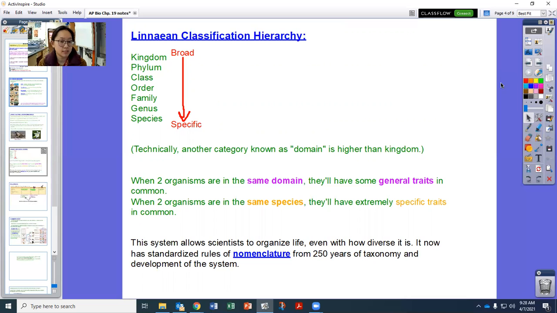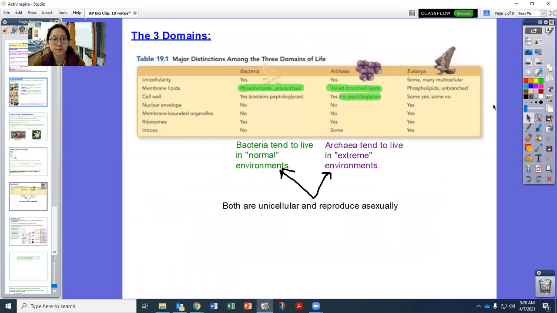This system allows scientists to organize life even with how diverse it is. It is now very, very standardized. The rules are pretty much set after 250 years of developing the rules for nomenclature, which is a naming system. And it's very useful now for grouping and categorizing organisms, whether they're being discovered or they're going extinct and we won't be able to reference them anymore.